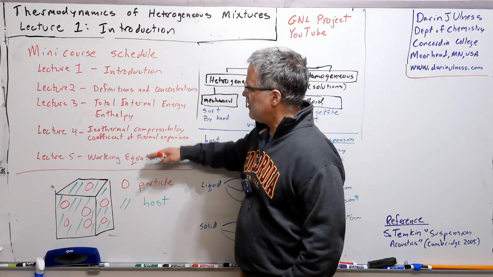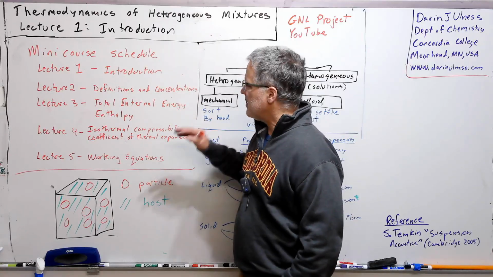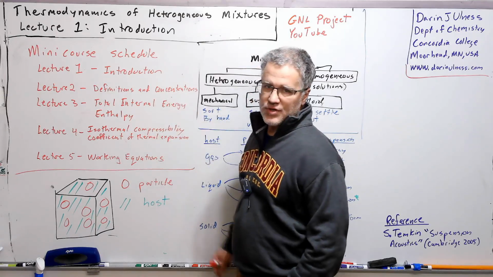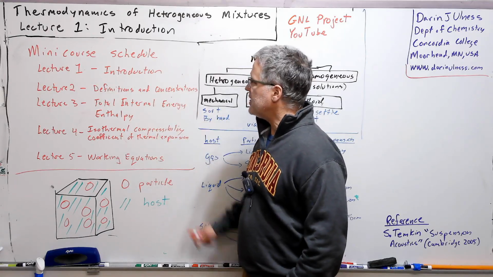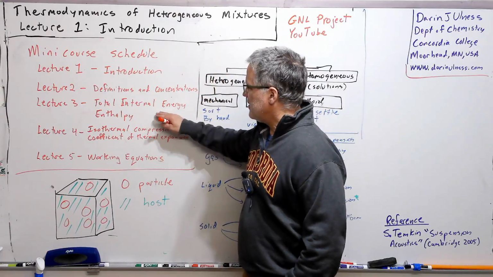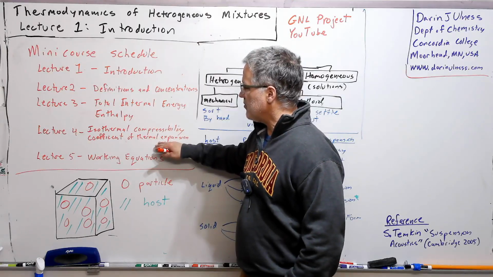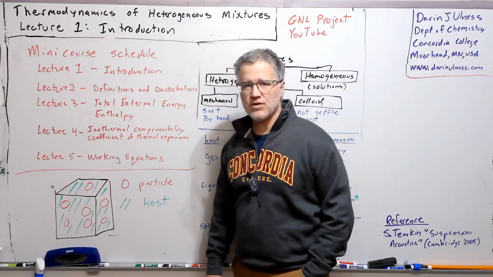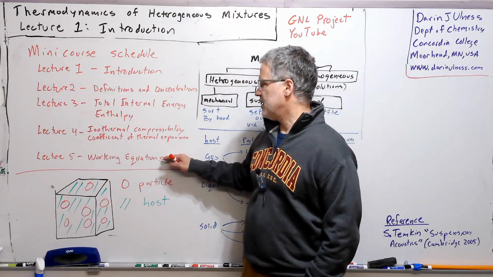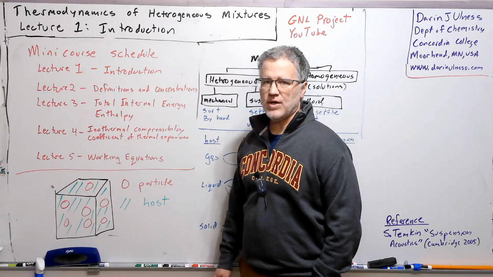So this course is fairly short. It has 5 lectures here, the introductory one that we're in right now. Then we'll go into some definitions for these heterogeneous mixtures, talk about total internal energy and enthalpy. We'll talk about isothermal compressibility and the coefficient of thermal expansion. And then we'll talk about working equations.